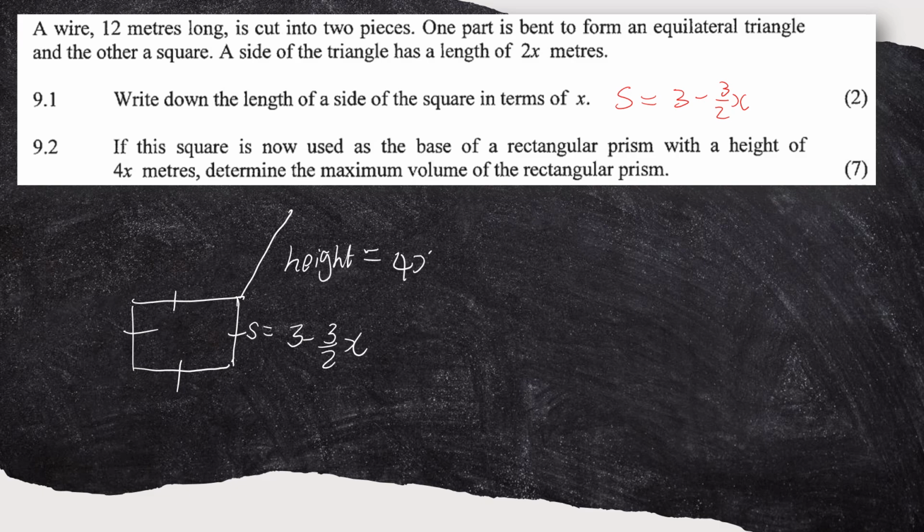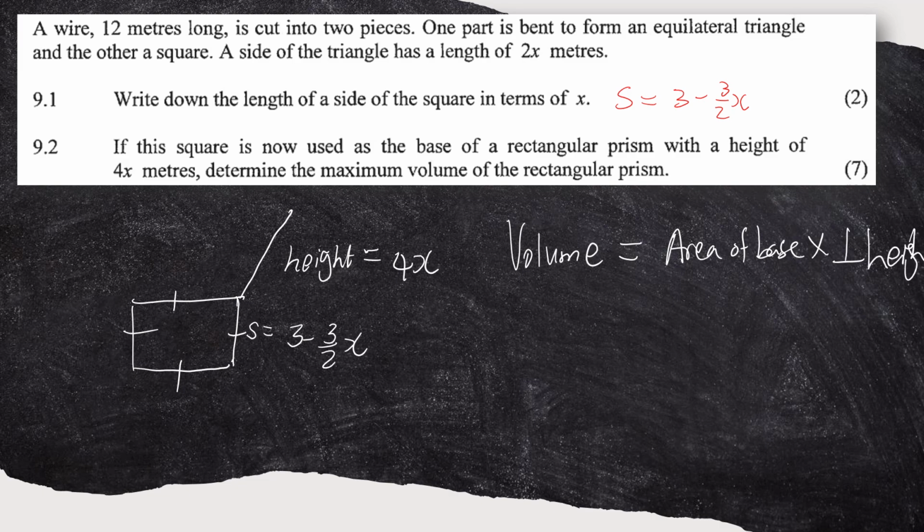As 4x meters. Okay, so now let us go and get first the expression of something that we want to maximize, that is the volume of this rectangular prism. Okay, so the volume, obviously guys, volume is the same as area of what? Area of base multiplied by perpendicular height, or the height.